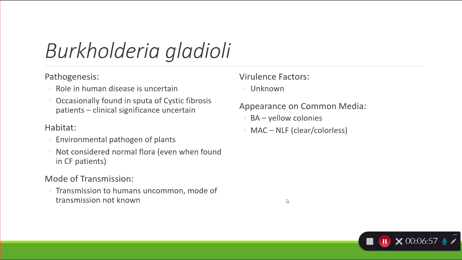The next organism is Burkholderia gladioli. This has an unknown or uncertain role in human disease. Occasionally we'll find this in the sputum of cystic fibrosis patients. Its habitat is environmental, usually in plants. It's not considered normal flora even when we find it in cystic fibrosis patients. The mode of transmission is unknown, and the virulence factors are unknown.